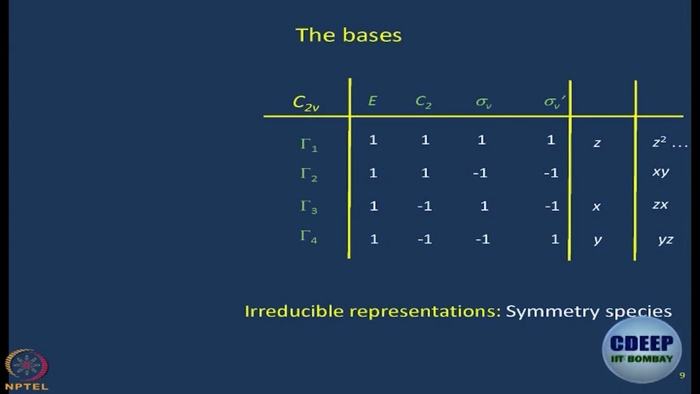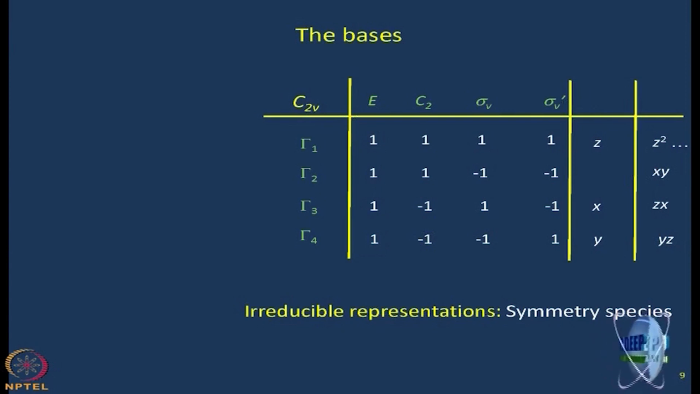Then we said that these irreducible representations essentially tell you how these functions behave as a consequence of each of the symmetry operations. If you take Z, it is totally symmetric in C2V. No matter which symmetry operation you use, Z remains Z. If you take X, it is symmetric with respect to E, antisymmetric with respect to C2, symmetric with respect to sigma V, antisymmetric with respect to sigma V dashed.